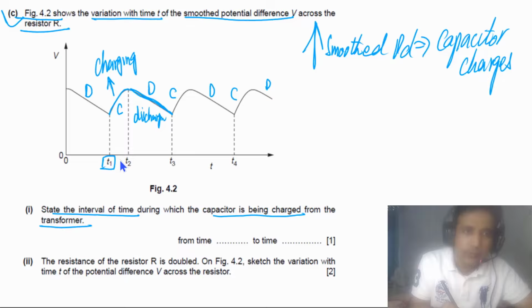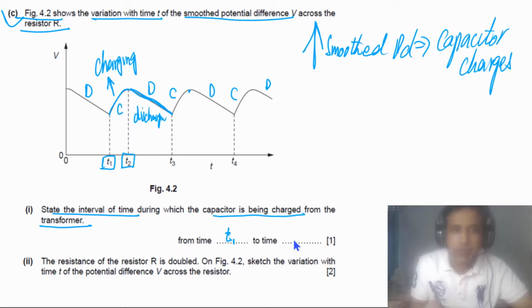So we can write down any time interval. We can write down t1 to t2. There is no other interval because this time is not given to us. So simply we can write down in this case from t1 to t2. So this is how you need to answer part 1.